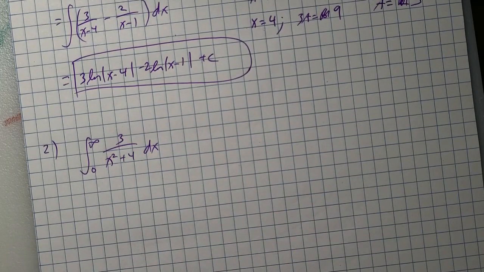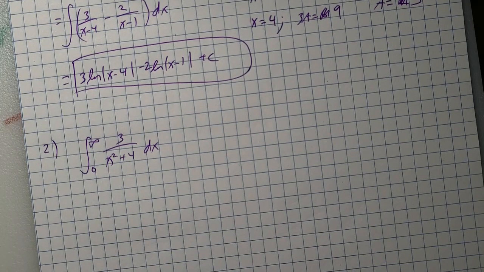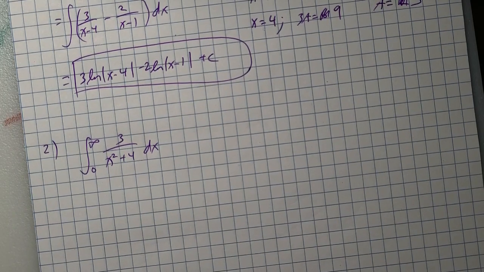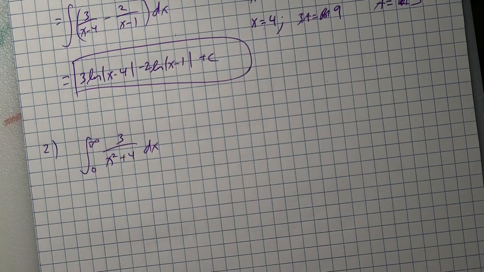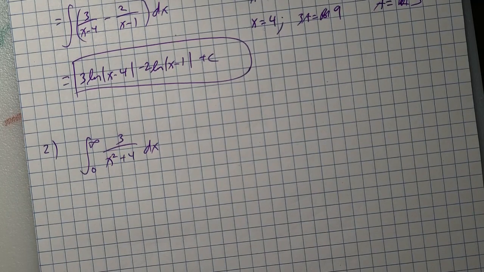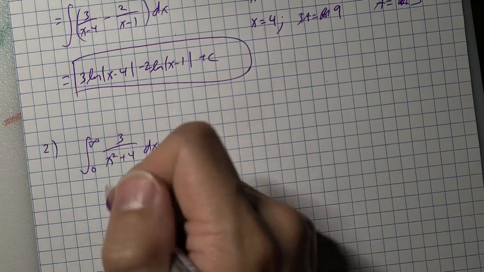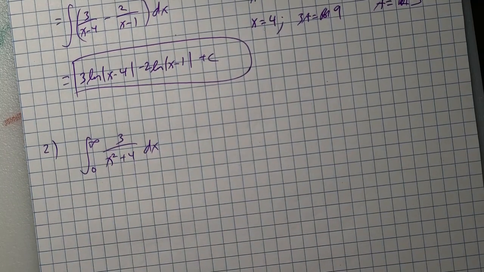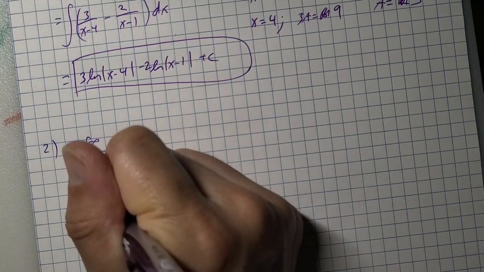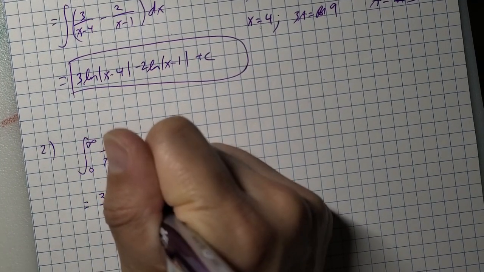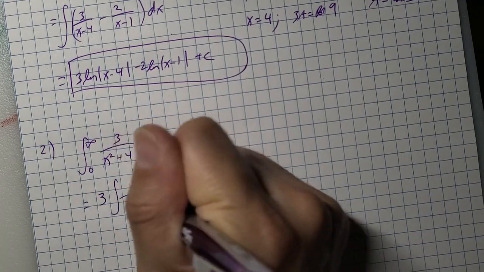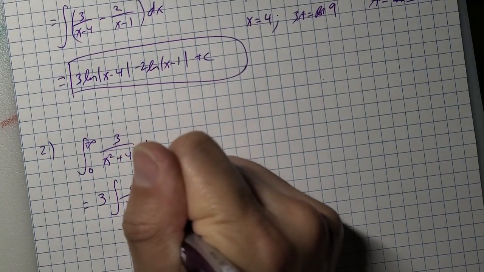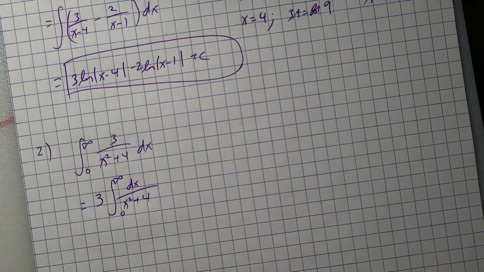There are multiple ways that you can do this actually. You can maybe even do partial fractions, I don't know. You could do trig sub, that could work. However, I do recognize this to be arctan already. So how did I know that? Well, we factor out the 3, dx over x squared plus 4 from 0 to infinity.